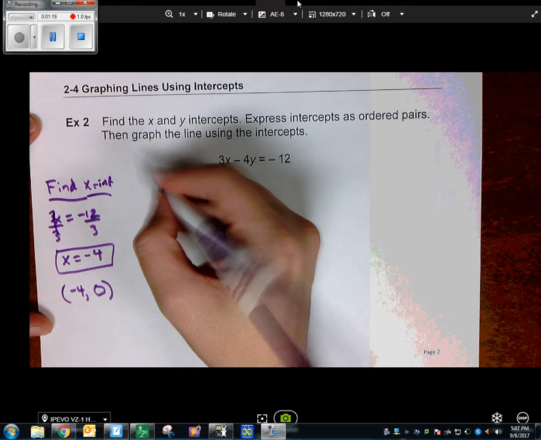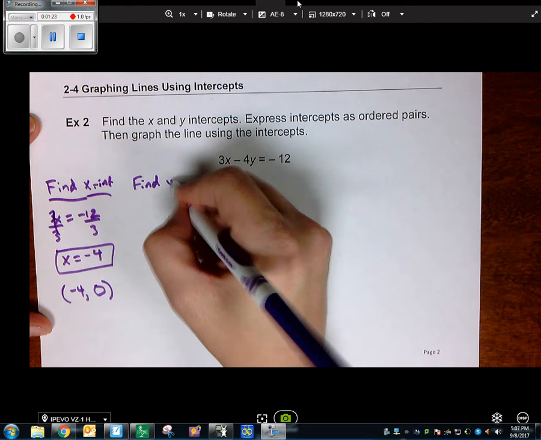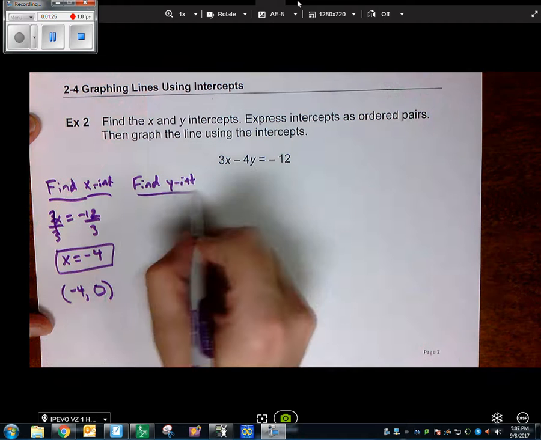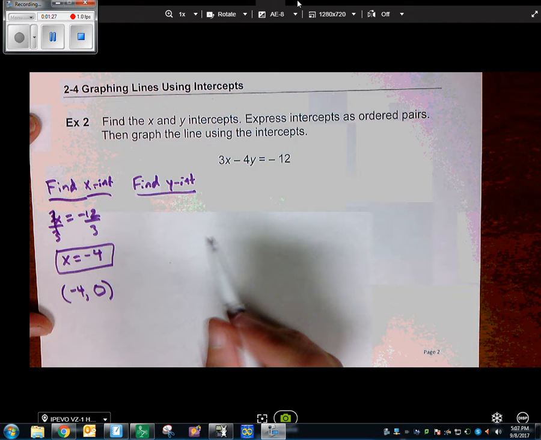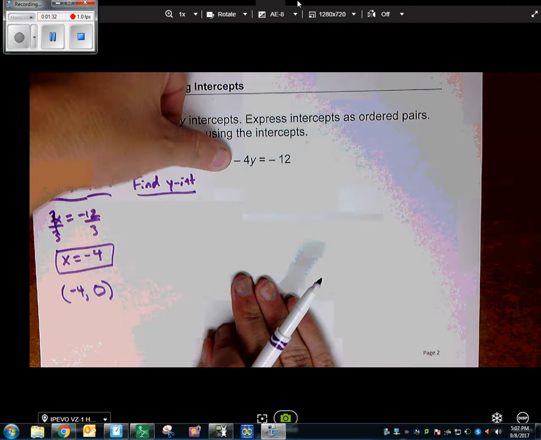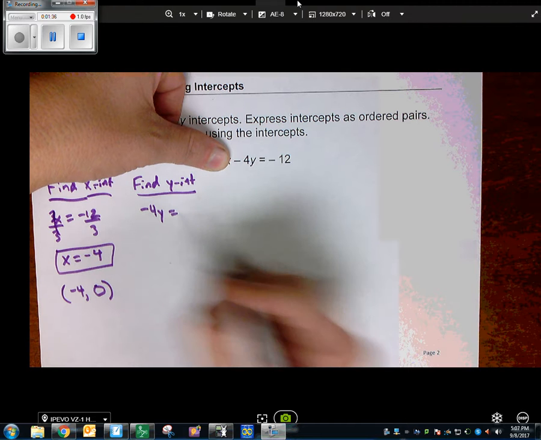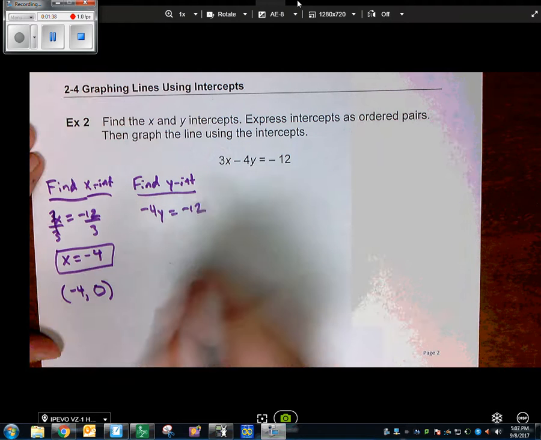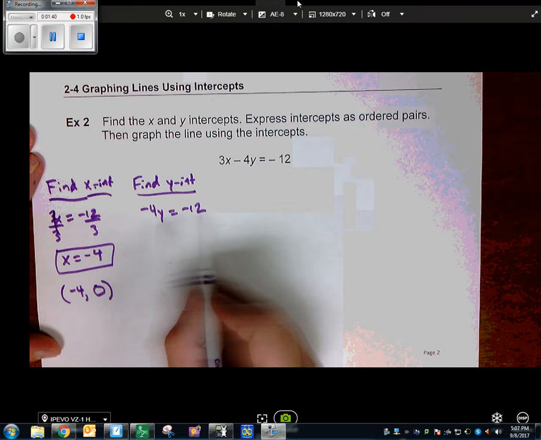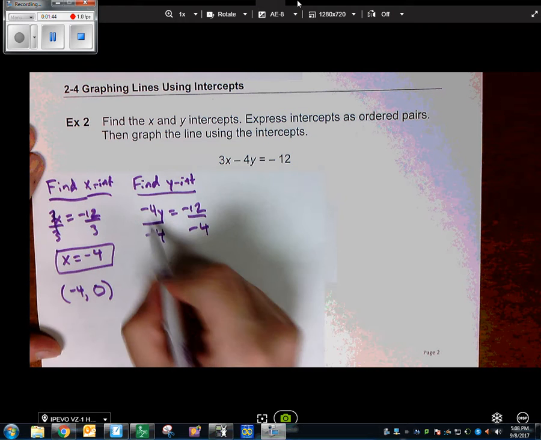Now let's find our y-intercept. And how do we do that? We ignore x, right? We want to find y, we ignore x. All right, let's ignore x. I cover up x, and the equation that results, negative 4y equals negative 12. This is what I need to solve now, this negative 4y equals negative 12. To find what my y is, we're going to divide both sides by negative 4.